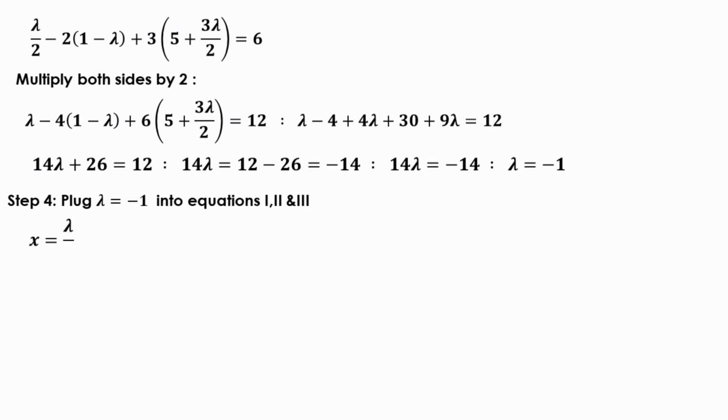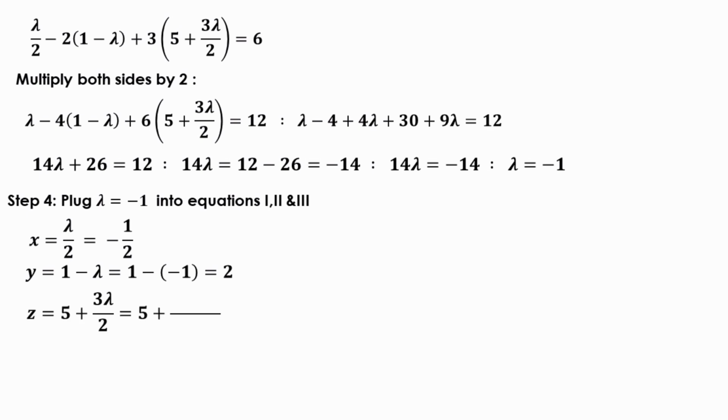The first one, x equals lambda over 2, which is minus 1 over 2. So that is our x. For our y, which is 1 minus lambda, y becomes 2. For our z, 5 plus 3 lambda over 2 is then 7 over 2 after inserting lambda. So we have just gotten our x, y, and z, which is the closest point to the point (0, 1, 5) that we were asked to find.